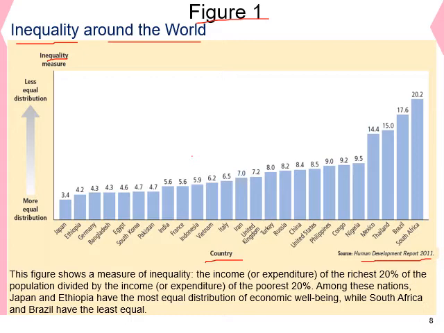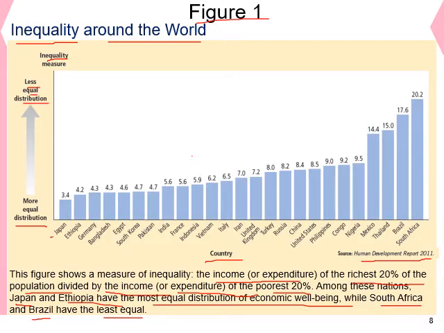In this figure, we can see the income or expenditure of the richest 20% of the population divided by the income or expenditure of the poorest 20%. Among these nations, Japan and Ethiopia have the most equal distribution of economic well-being, while South Africa and Brazil have the least equal. So the lower the number, the more equality. The higher the number, the less equal the distribution.